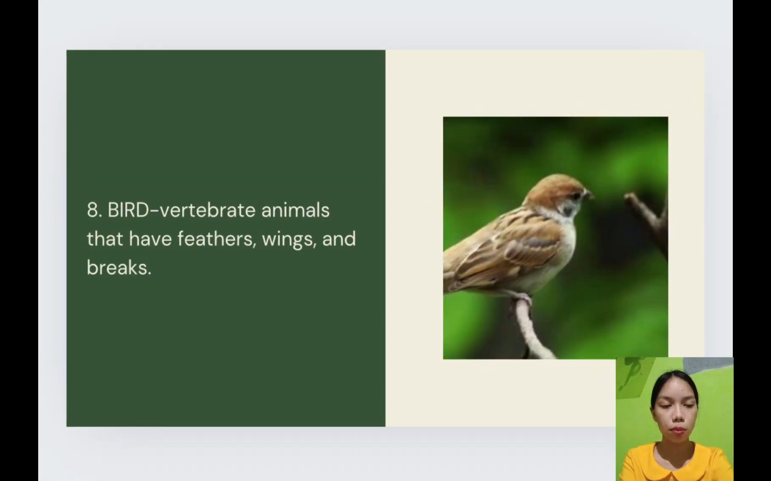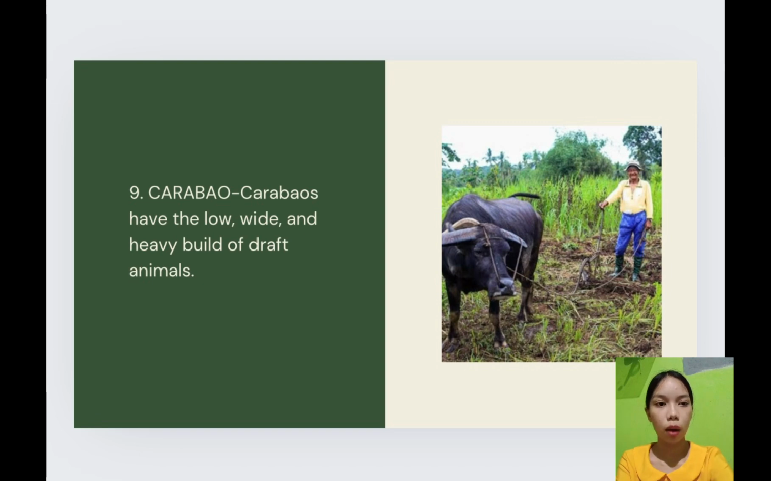Number 8 is bird. Vertebrate animals that have feathers, wings, and beaks. Just like the hawk, they can live everywhere, including forests, rivers, and grassland. Number 9 is carabaos. Carabaos have the long, wide, and heavy build of crop animals. They prefer tropical and subtropical forests as well as wet grassland.